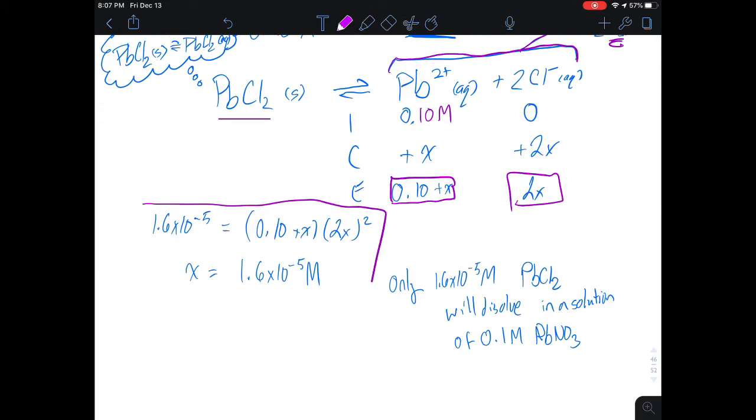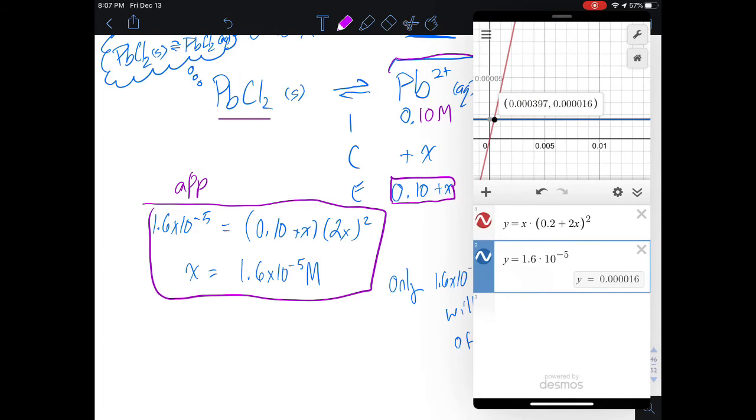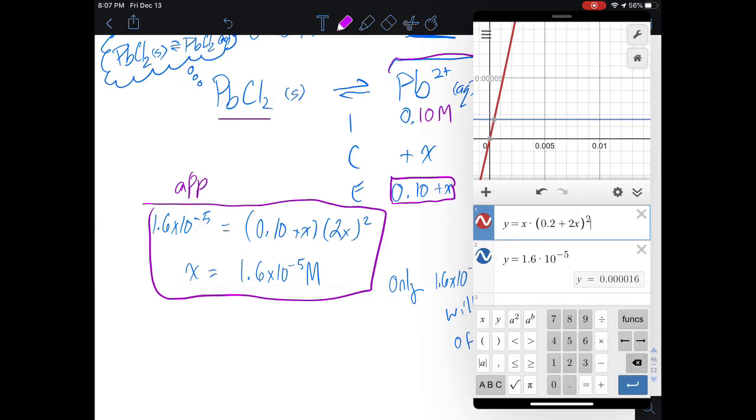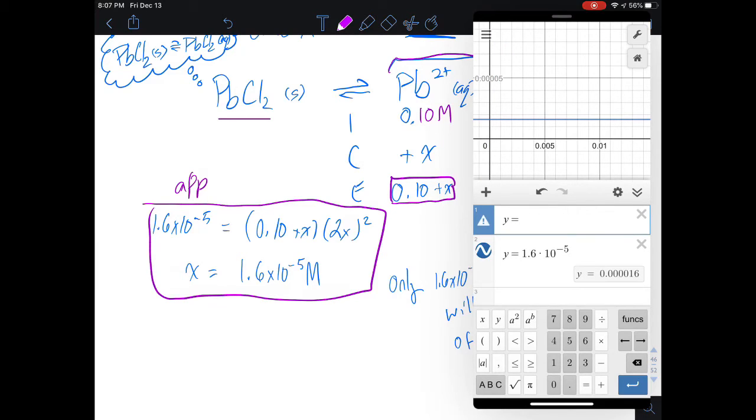And I can use an app. This is what I did over here. I went the app way. And I got 1.6 times 10 to the negative 5. Really small number. That seems weird. Well, you know what? I don't trust anything now. Looks like I've had a lot of little mistakes in here. So let's just do this method.